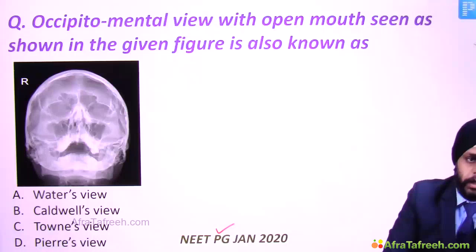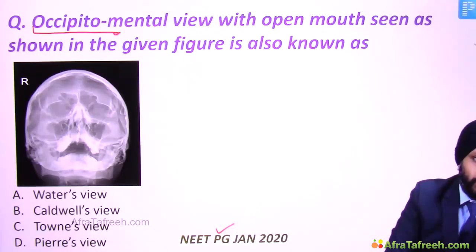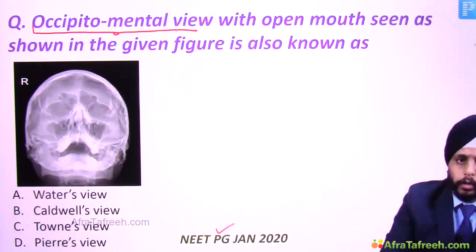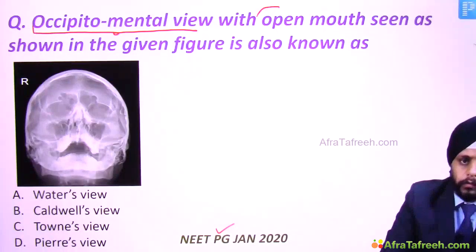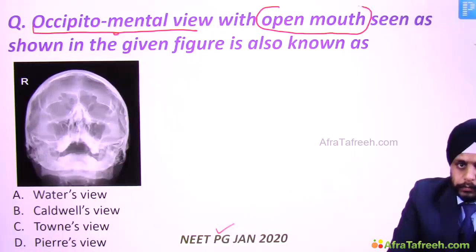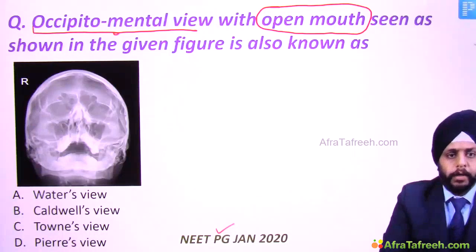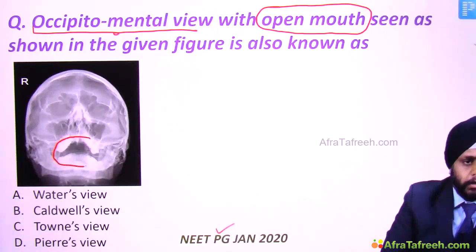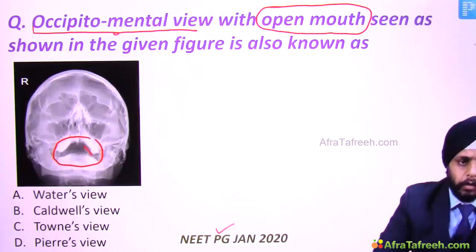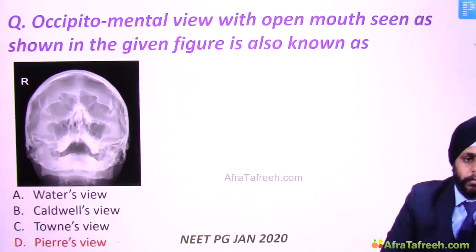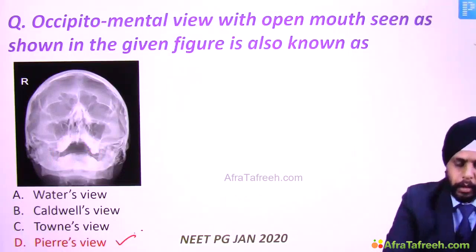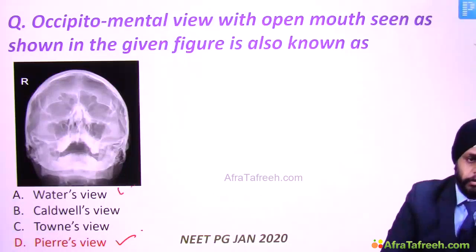So occipitomental view. Now we know occipitomental view is the Waters view, but the catch over here was with open mouth. When it is open mouth, we call it the Pierce view. As you can see over here, the jaw is open. You can see the sphenoid sinus from here. So the answer to this question was Pierce view. So we have discussed the Waters view and the Pierce view. Cardwell's view, I'll teach you in a minute.